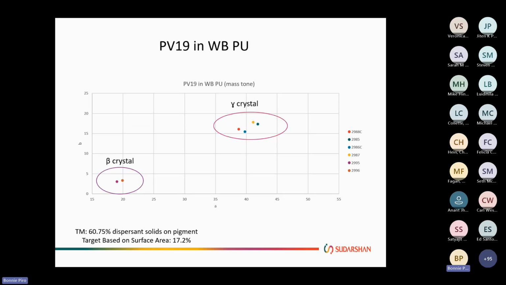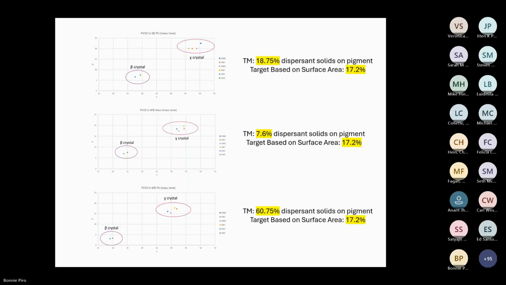And lastly, a water-based polyurethane, a very different formulation from the previous two. Here, the formulation is very high above the target of 17%, at just about 61% dispersant. Now, if I put all three of those on one screen with the scales at the same level, you can see how the color development in each of these three formulations changes with the amount of dispersant in that particular formulation.